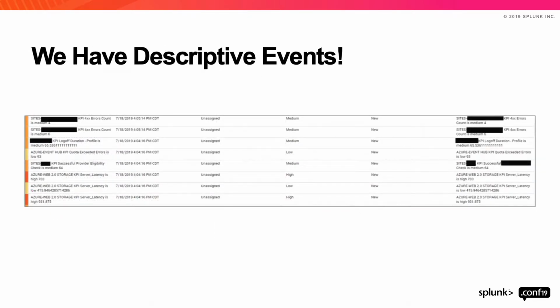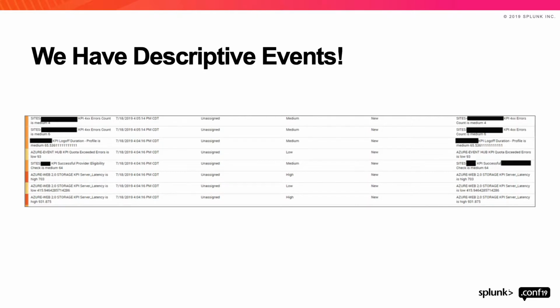So here's what happens right after we create the correlation search and have it start running. It's going to start creating descriptive events in ITSI. For example, if we take a look here at that Azure Event Hub, it's going to tell you the service is the event hub, the KPI is a quota exceeded error, and it's going to tell you exactly what the value is, right? This gives a lot of information for your NOC when they create a ticket. It's something simple that they can see and understand in human readable language.